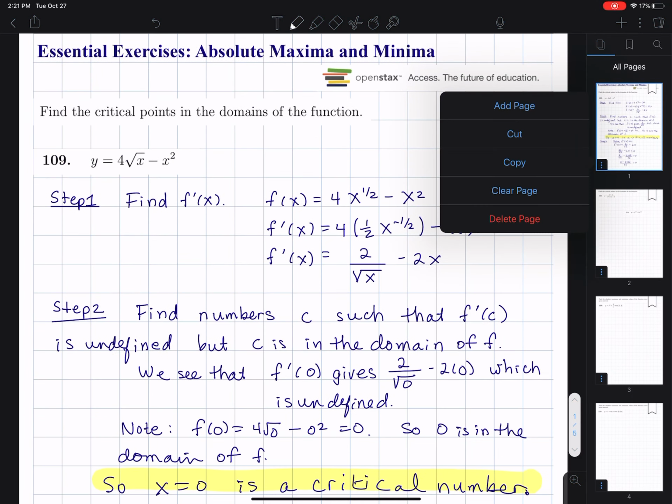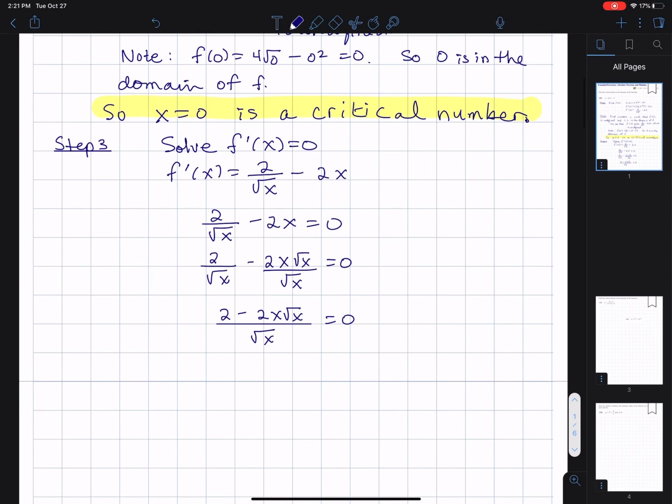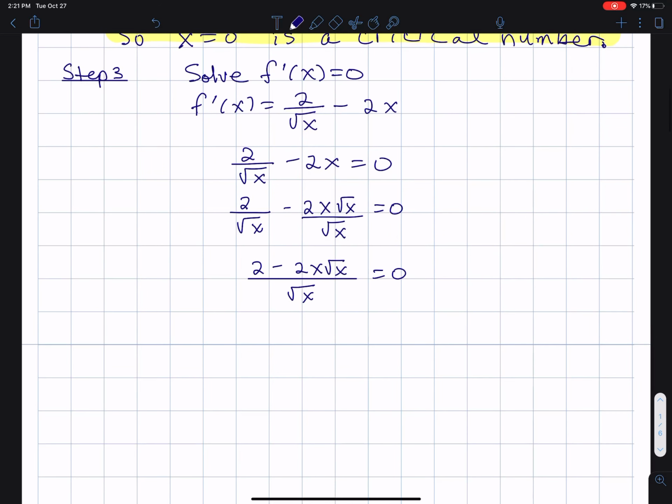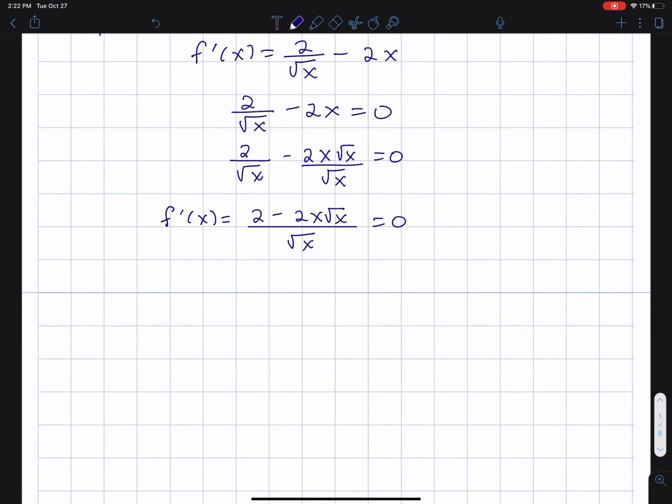So this is a fraction. And again, we see when x is equal to 0, the whole thing is undefined. So this right here is f prime of x. But what I'm trying to find is when the derivative is equal to 0. If it's a fraction, the only way a fraction can equal 0 is if the numerator is 0. So then I'll have 2 equals 2x radical x.